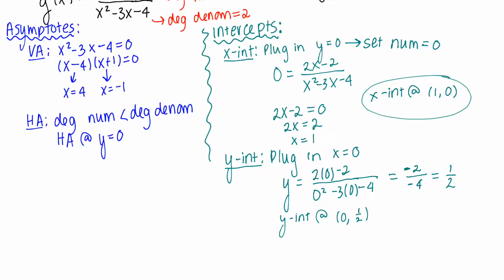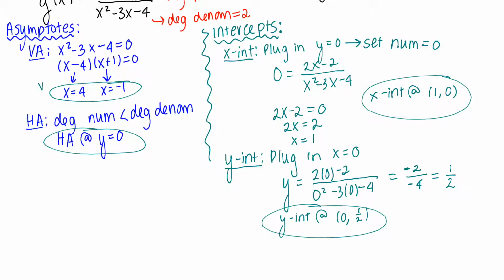And let me circle all the relevant information right now. So we have vertical asymptotes, we have a horizontal asymptote, an x-intercept, a y-intercept. You could have multiple x-intercepts, by the way. You're only going to have one y-intercept if you have a y-intercept, but you could have multiple x-intercepts.